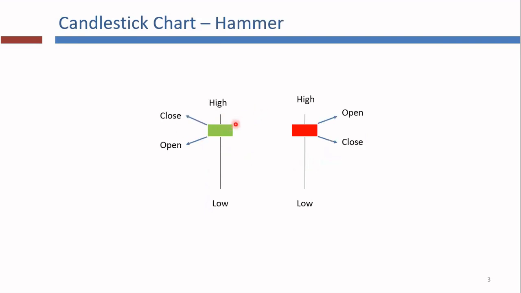Since this is a green candle, we have a closing price which is greater than the opening price. And since this is a red candle, we have a closing price that is less than the opening price.